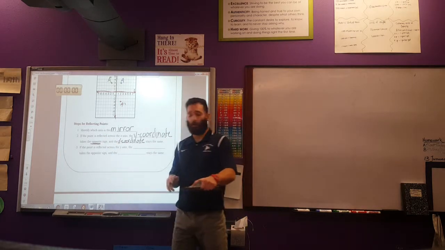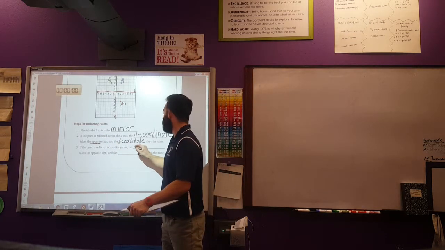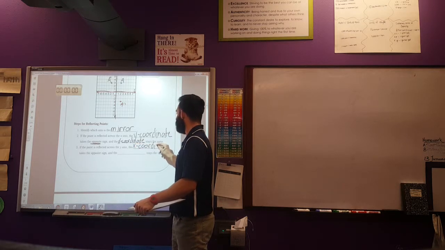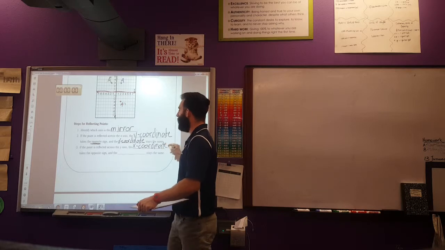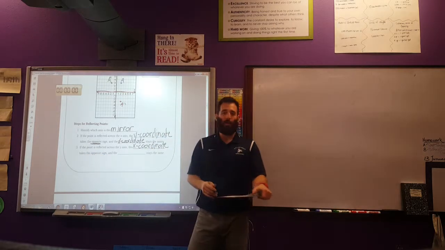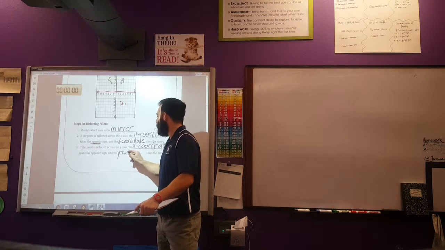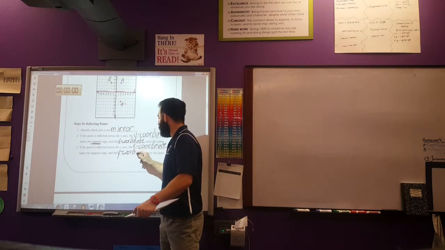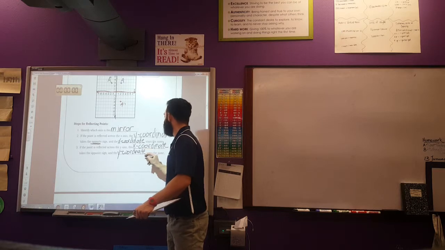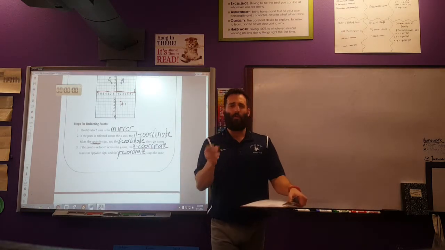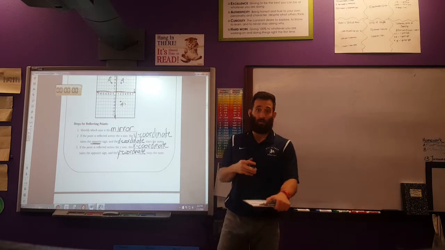If the point is reflected across the y-axis, it's the x-coordinate that takes the opposite sign, and the y-coordinate stays the same. Now I know this might seem a little confusing, but stick with me. I promise we'll go over some examples here in just a minute.